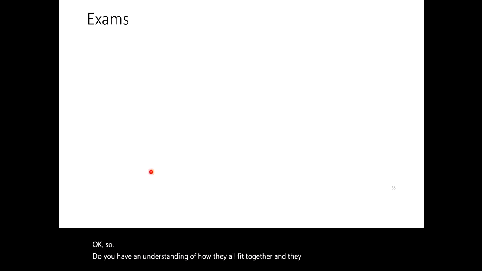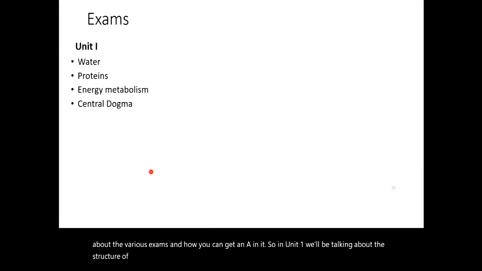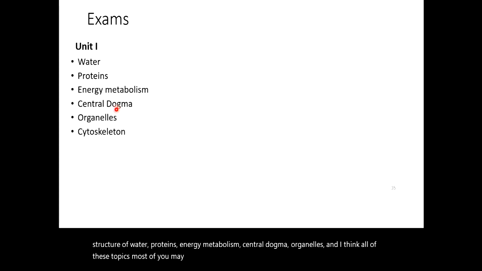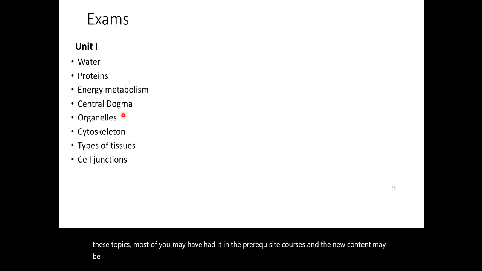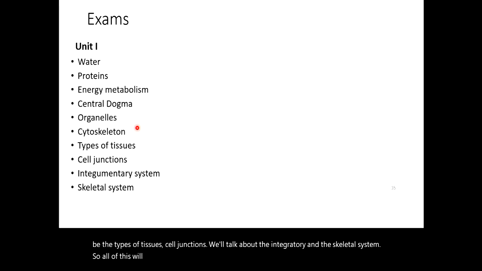Okay. So now let's talk about the various exams and how you can get an A in it. So in Unit 1, we'll be talking about the structure of water, proteins, energy metabolism, central dogma, organelles, and I think all of these topics, most of you may have had it in the prerequisite courses. And the new content may be the types of tissues, cell junctions. We'll talk about the integumentary and the skeletal system. So all of this will be in Exam 1.